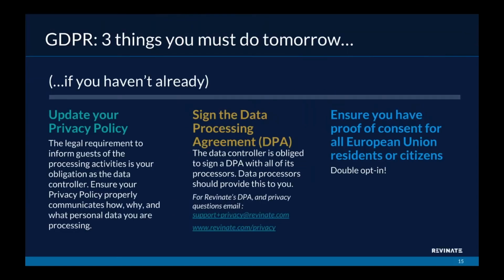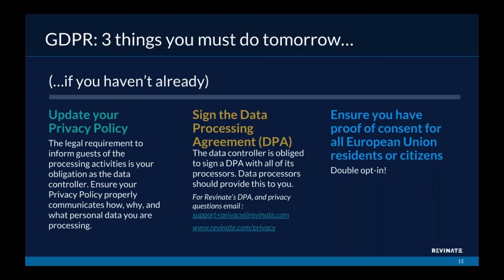Let's look now at 3 things you must do tomorrow if you have not done so already. We've listed them for you, pretty simple. Number 1 is update your privacy policy. As a hotel, and that's the data controller, it's your obligation to inform your guests of the data processing activities. You want to make sure you're communicating how, why, and what personal data of the guests you're processing. That's number 1 that you want to do today if you haven't done that already.